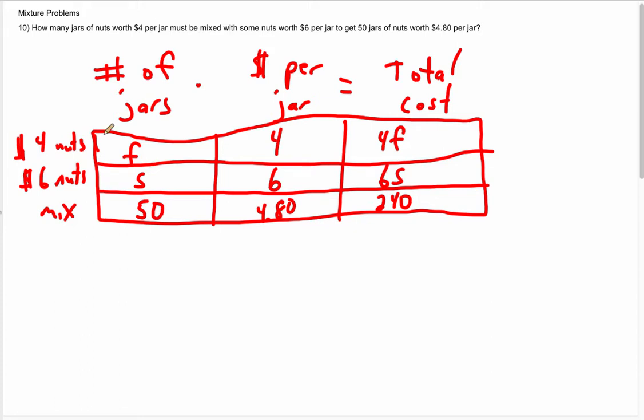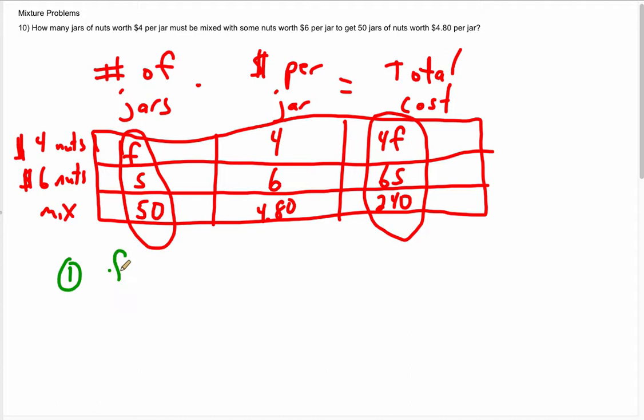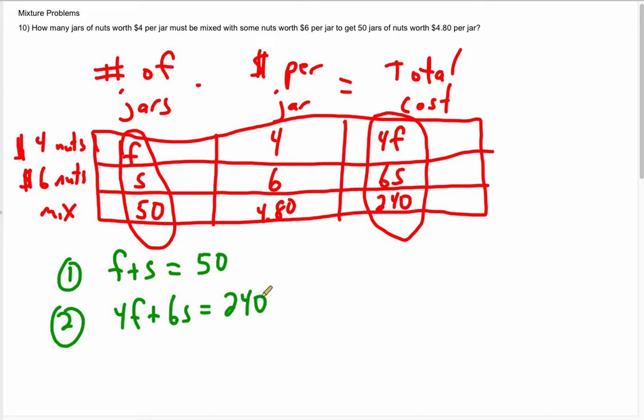All right, so our two equations come from this and this. We have our cost equation right here and our number of kilograms or pounds or jars equation. So equation 1 is just F plus S equals 50. And equation 2 is 4F plus 6S equals 240.